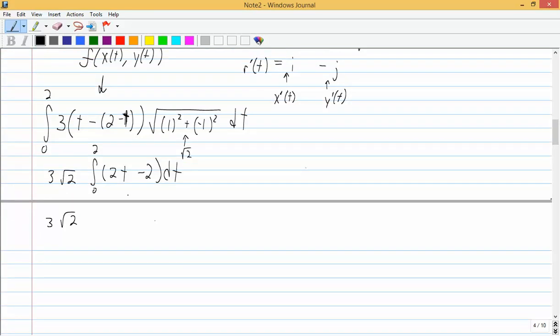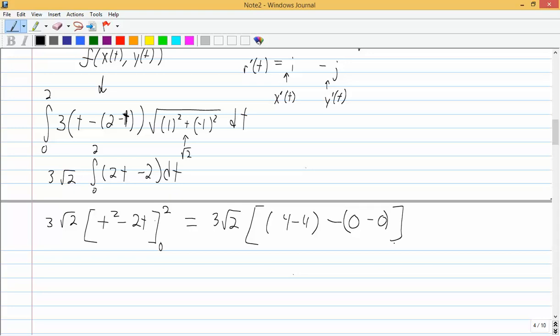So this is 3 square roots of 2 times t squared minus 2t, evaluated from 0 to 2. So it's 3 square roots of 2 times 4 minus 4 minus 0 minus 0. So it's going to be 3 square roots of 2 times 0, or 0. So all of that to get 0. Could be worse.